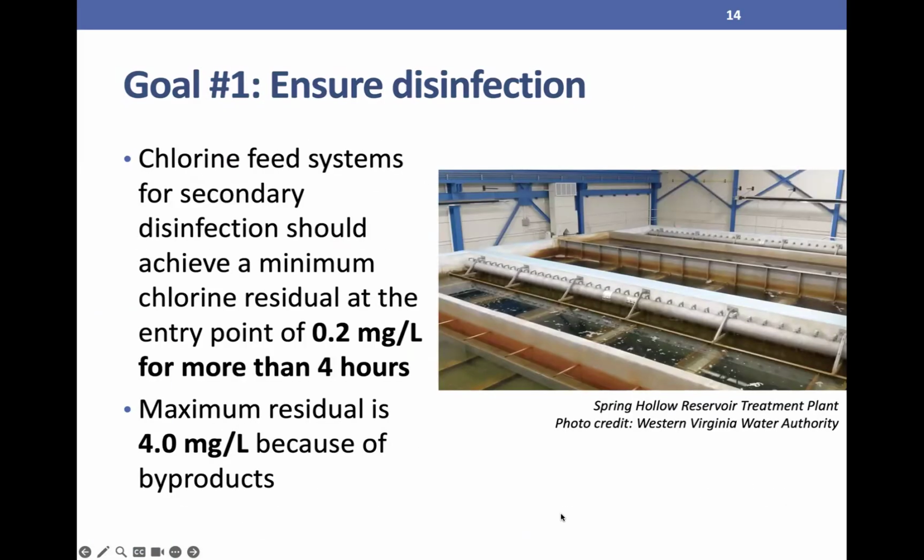All of this information regarding breakpoint chlorination and residuals begs the question, how much residual should you aim for? Chlorine feed systems for secondary disinfection should achieve a minimum chlorine residual at the entry point of 0.2 milligrams per liter for more than 4 hours. However, the maximum allowed residual is 4.0 milligrams per liter because of the risk of formation of disinfection byproducts, which we will discuss next.